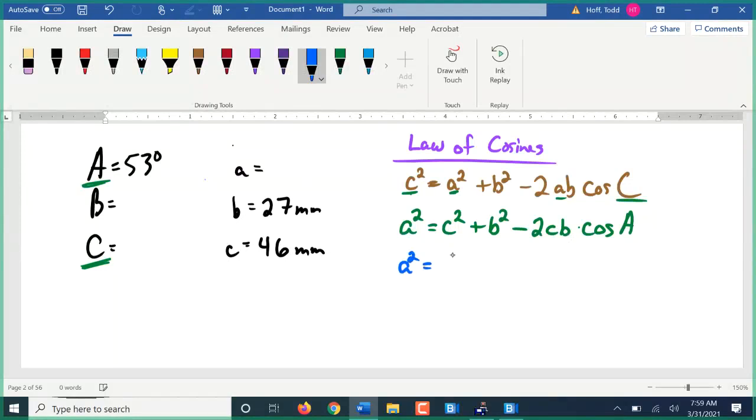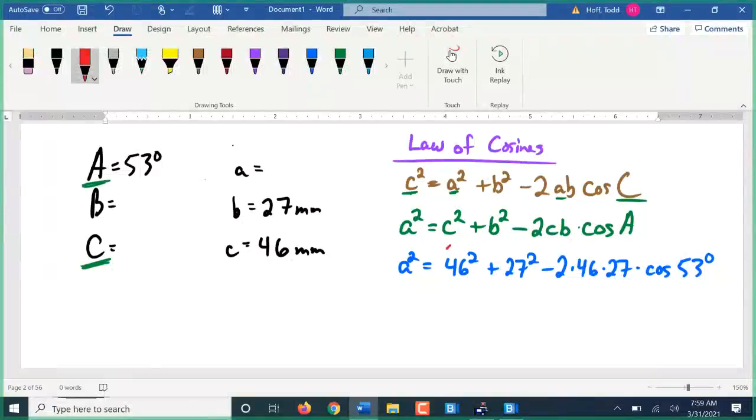Now I can put in those numbers. C squared will be 46 squared. B squared will be 27 squared. Minus 2 times C is 46, times B is 27, times the cosine of A is 52. Now we mentioned yesterday, when you put this in the calculator, that whole right side needs to go in as one piece. Because if you hit equals during that process, 4 out of 5 spots that you would hit equals would mess up your answer.